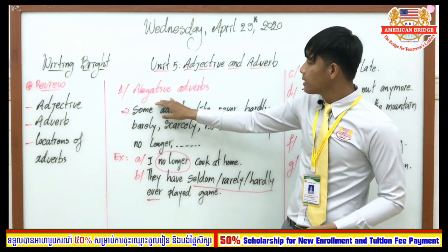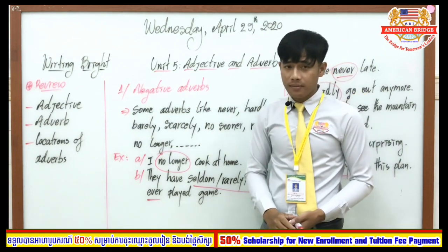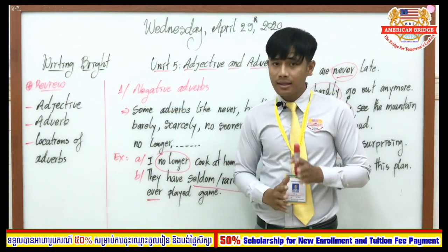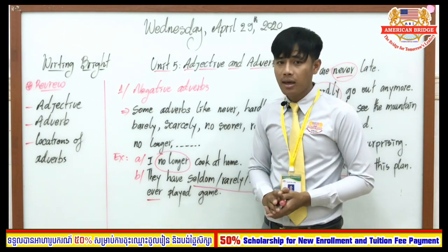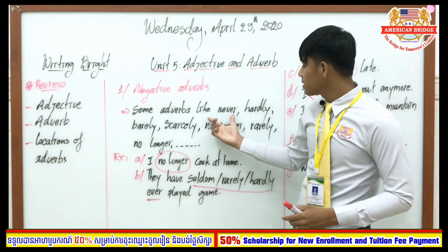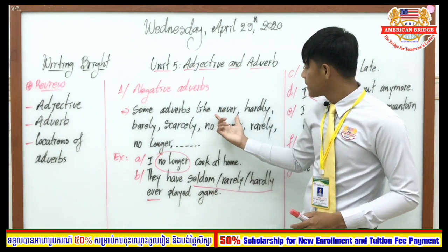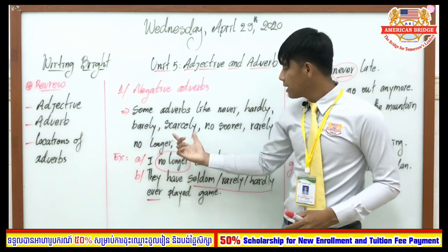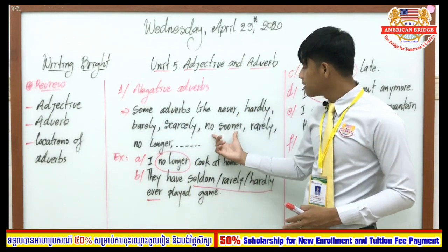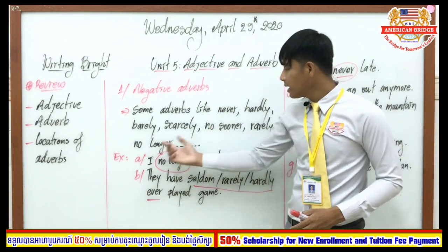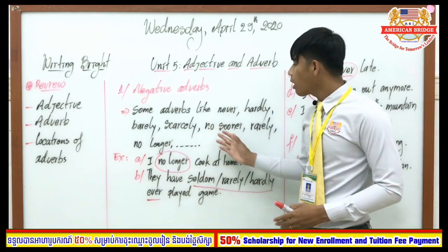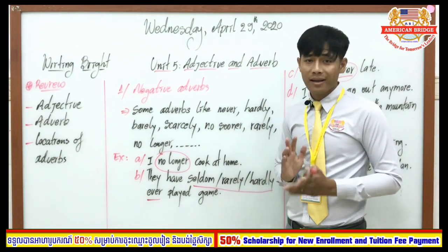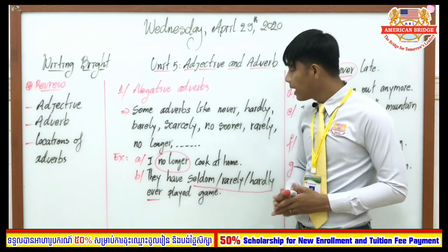And negative adverbs. A negative adverb we use in a sentence to make that sentence negative. Some words like never, hardly ever, hardly, barely, scarcely, no sooner, rarely, no longer. All of these words are used to make sentences negative.